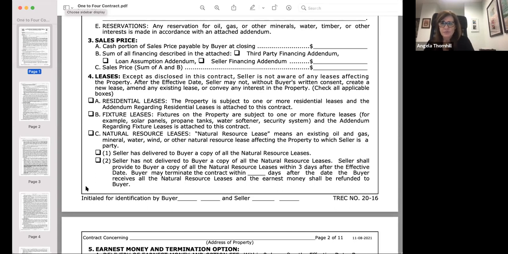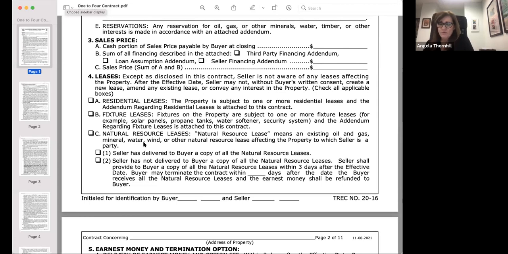That's addressed later in the property. This is, you're buying an investment property, let's say, and there's a tenant who lives in there, or even you've got a house with a back house and you've got a tenant in there. So this is the obligation for residential leases. This also addresses fixture leases such as a solar panel or security system, and the natural gas resource leases that we see a lot of in Fort Worth.